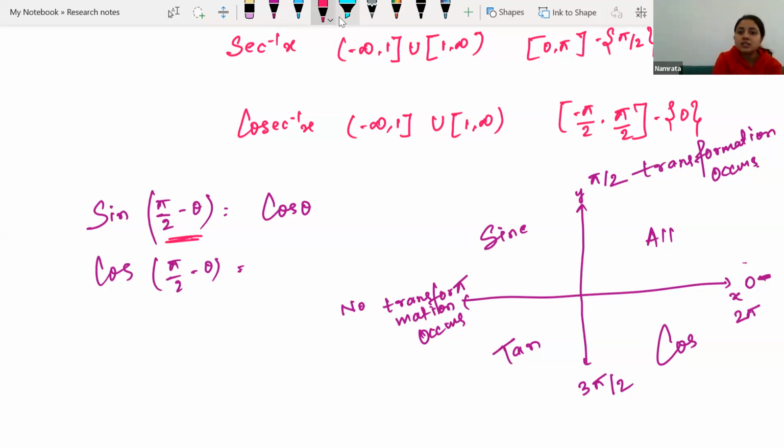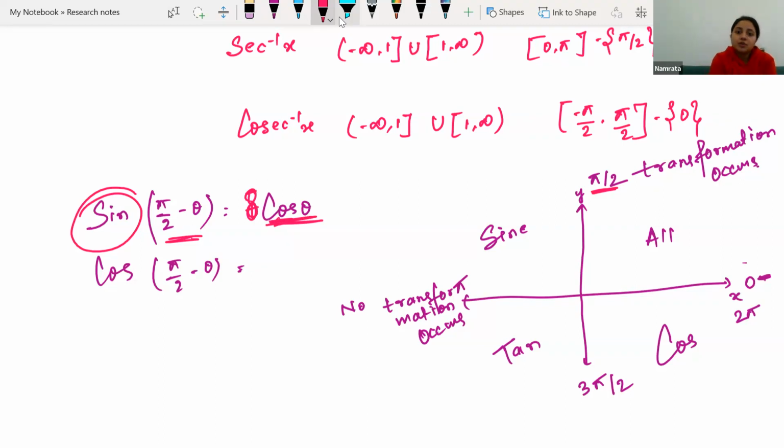So for pi by 2 minus theta, at pi by 2 on the y-axis, transformation occurs. That means sine will change to cos. So that's why sine changed to cos. Now we are also worried about the sign. Sign means whether it will be positive cos, negative cos, or what. So pi by 2 minus theta comes in the first quadrant, and in the first quadrant all are positive and sine is also positive. That's why it is giving the result as a positive cos theta.